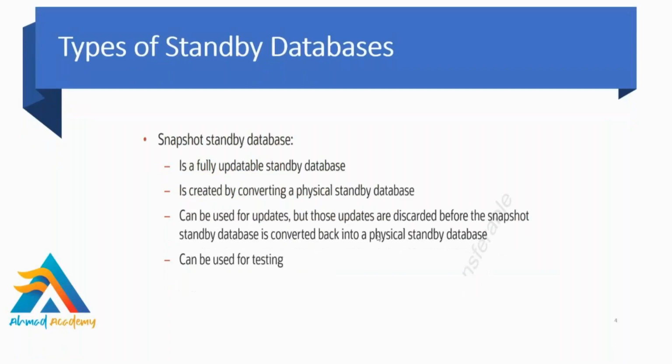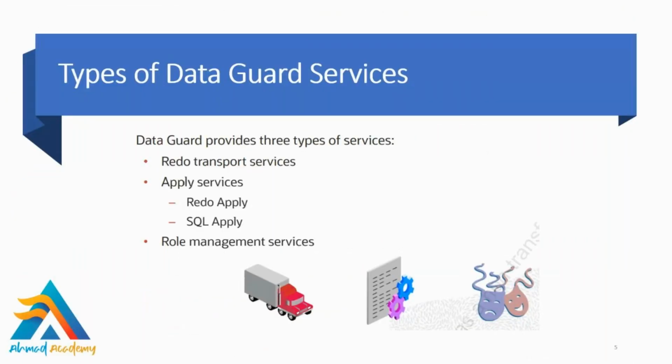Now, what are the types of Data Guard services? So Data Guard basically provides three types of services. One is redo transport services, where redo is transferred from the primary database to the standby. And apply services basically apply the redo which is received. If it is a physical standby, it will apply directly from the redo. And if it is not physical, if it is logical, then it will convert the redo into SQL statements. Then those SQL statements are executed on the logical standby database. Then it will be synced with the primary database.